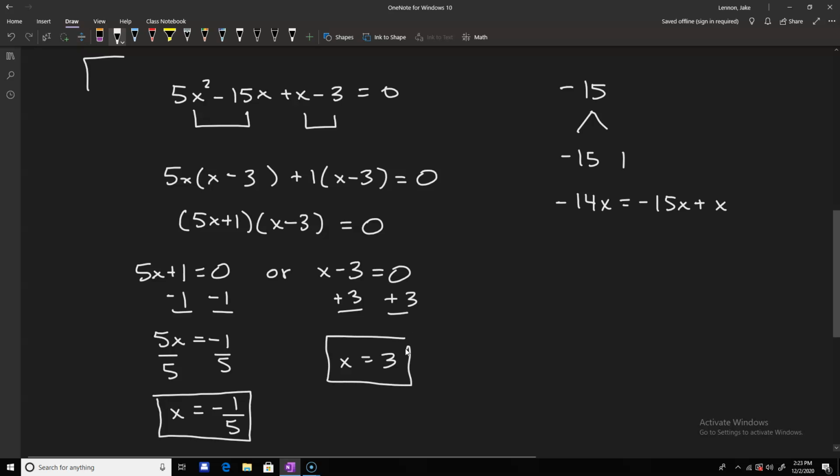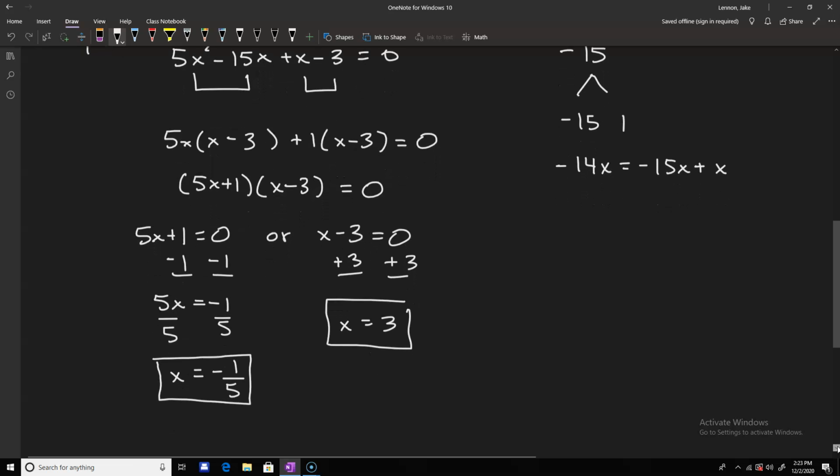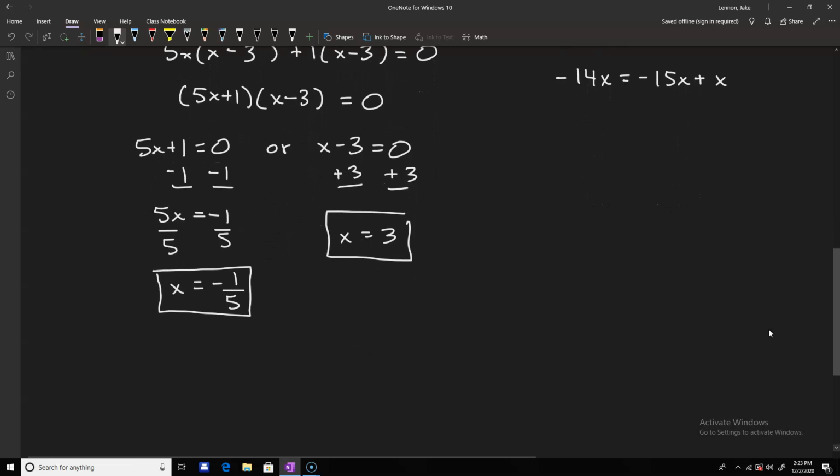And that's it. So remember that you want to do this problem by grouping. If you're more comfortable with the quadratic formula, you can use that to check your answer, but if they ask for factoring, then you're going to have to show the factorization before you can go ahead and write down the final answer.